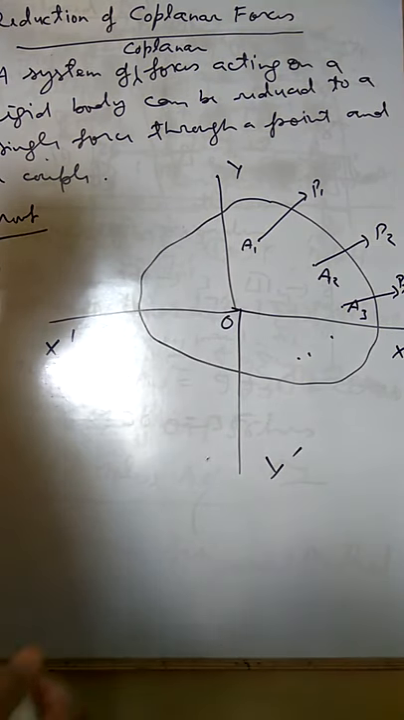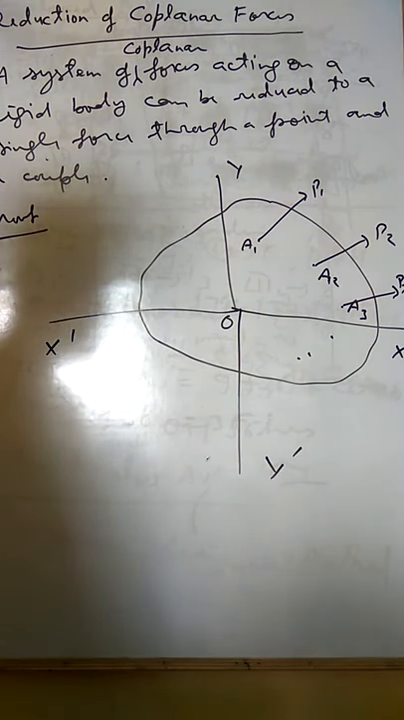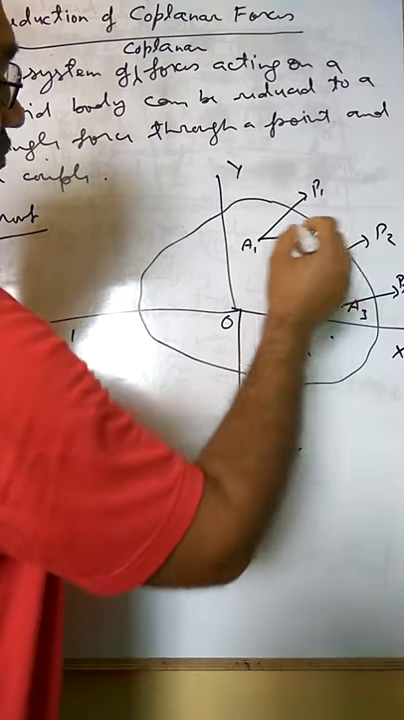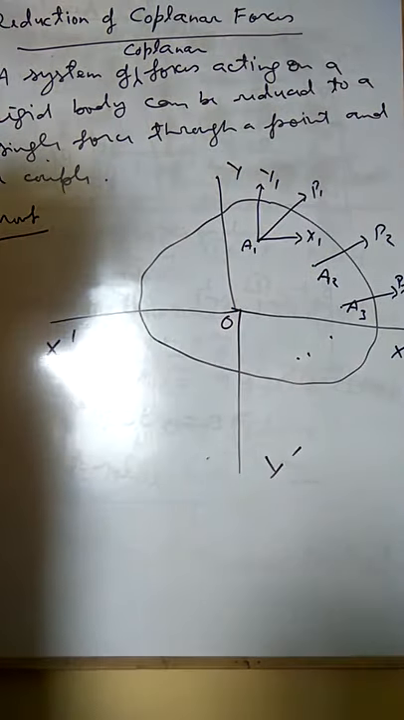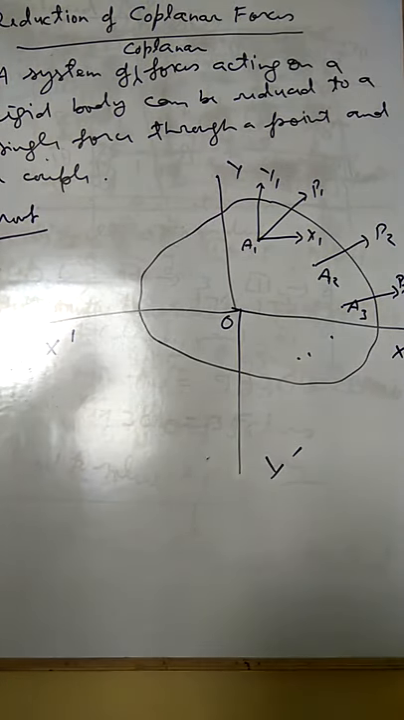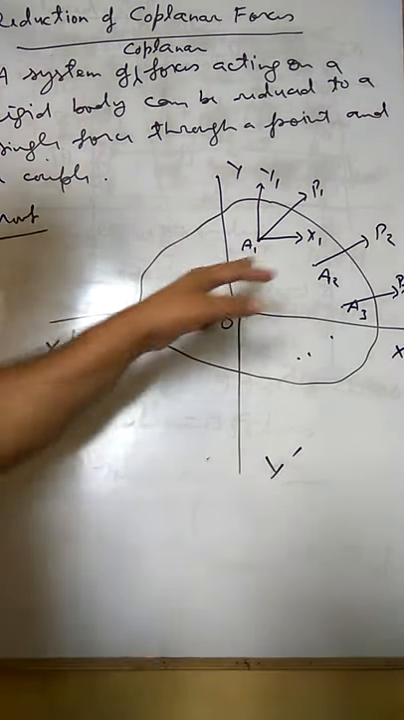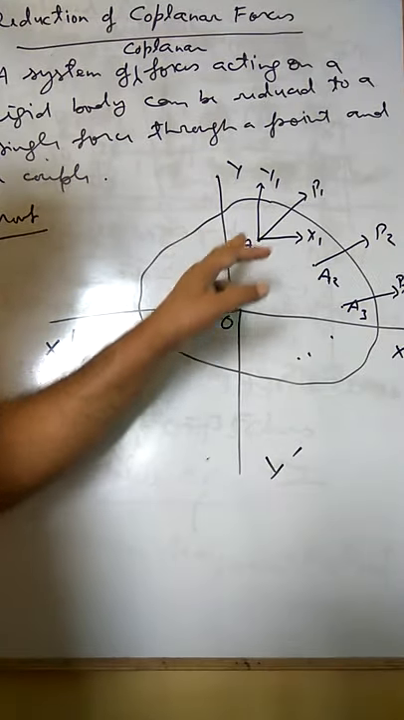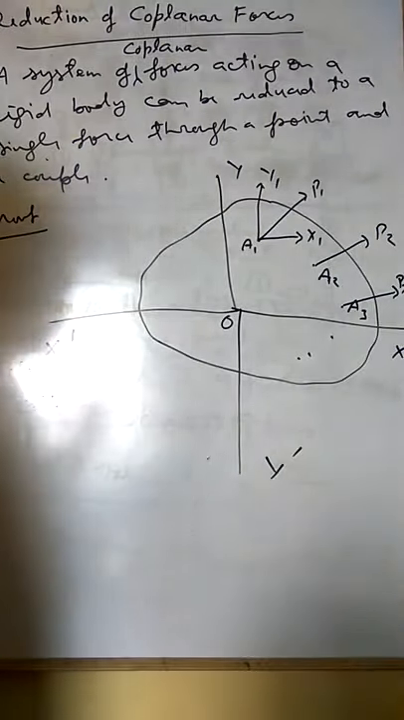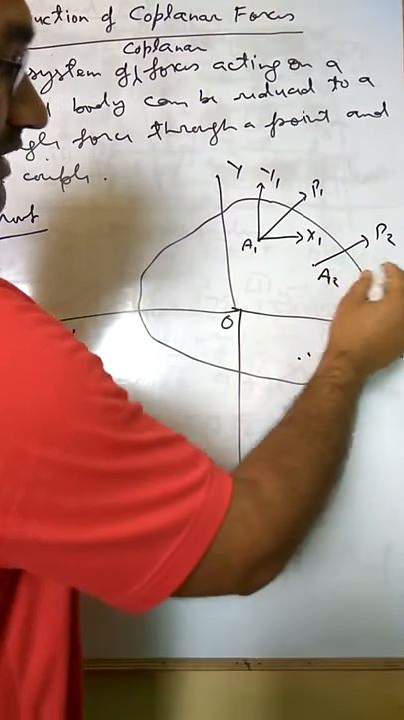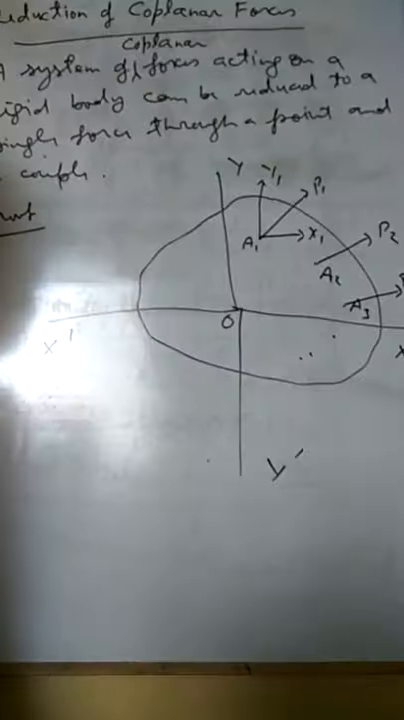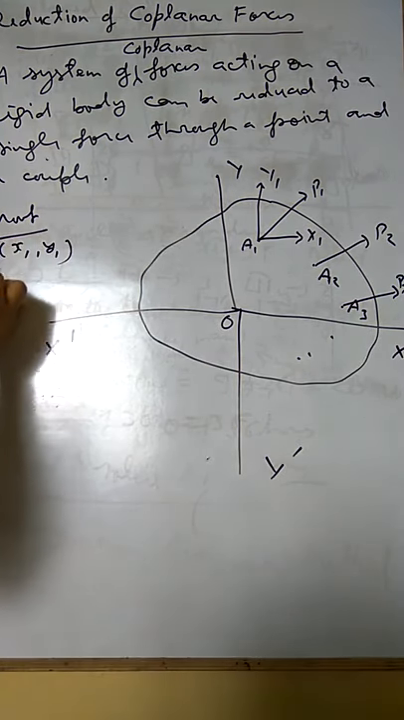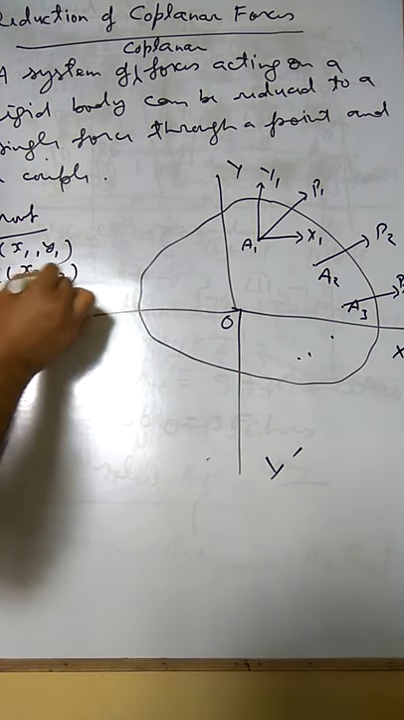The force P1 at the point A1 can be written as x1 and y1. This x1 and y1, their resultant is P1. X1 is parallel to OX, y1 is parallel to OY. Similarly, at the point A2, x2, y2, at A3, x3, y3, and so on. The coordinates of A1 are x1, y1, A2 are x2, y2, and so on.